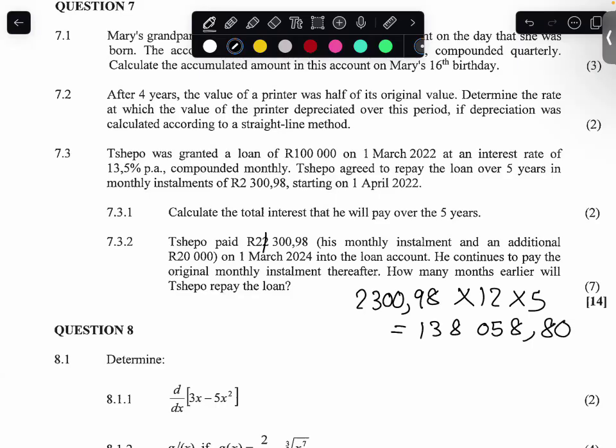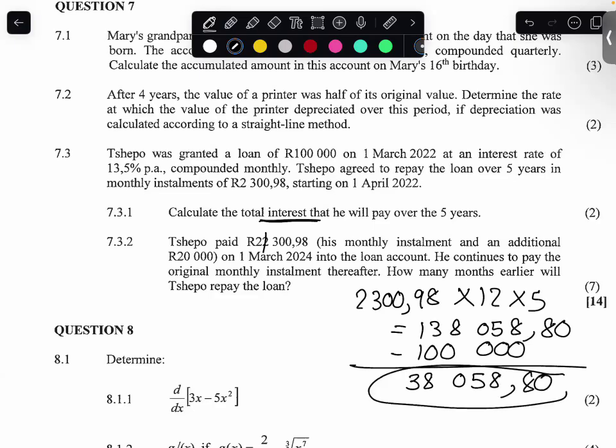To get the total amount of interest that he paid, you simply subtract the 100,000 loan. And that will give you the total amount of interest he paid. So it's 38,058 Rand and 80 cents. This is the amount of interest that he paid. All right. Tsepo paid 2,300. They made a mistake here.